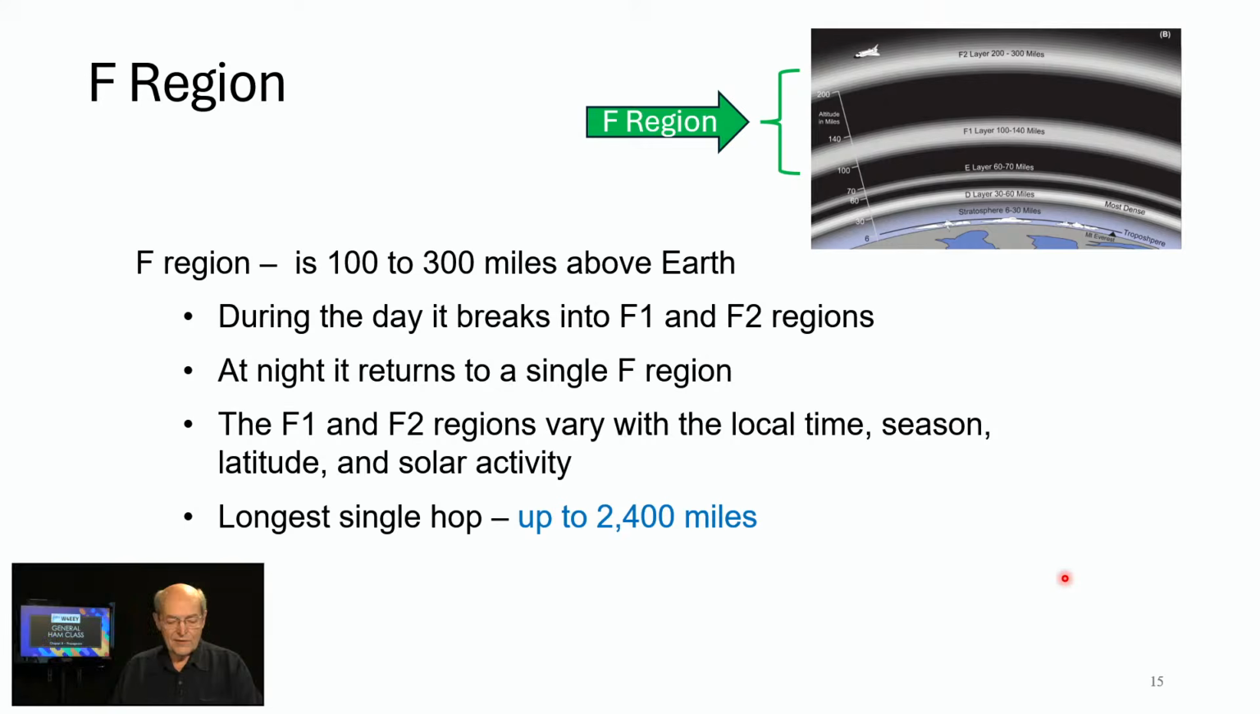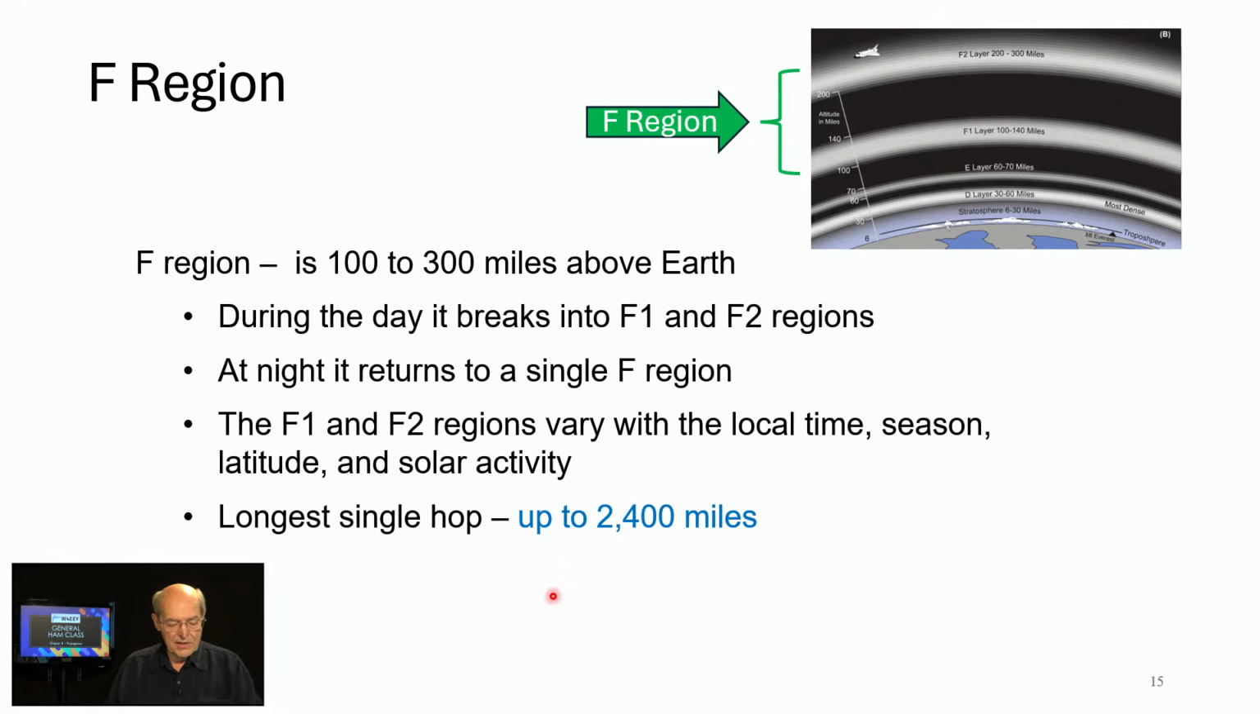Now here's the F. The F winds up being an F1 and an F2 layer, the F2 being the highest, 100 to 300 miles above the Earth, up near the space shuttle. It breaks into the two regions during the day. At night it turns into a single region. And this varies with local time, season, latitude, and solar activity. So with ionospheric propagation, there are a lot of factors that feed into it that make our communication possible. We'll get into more of those.